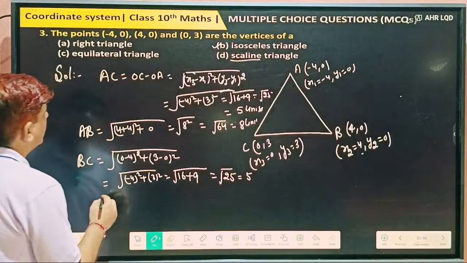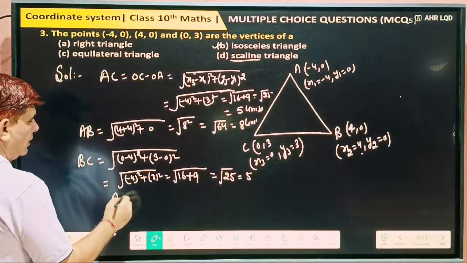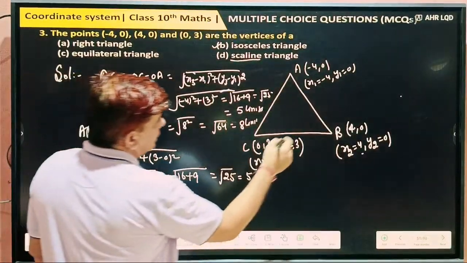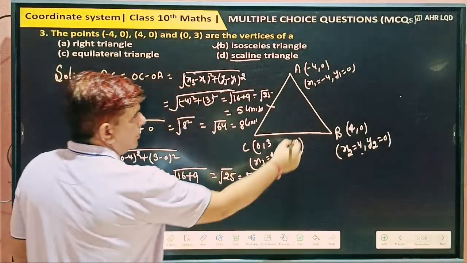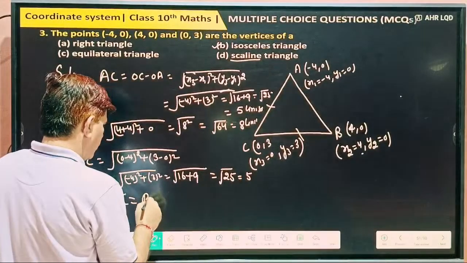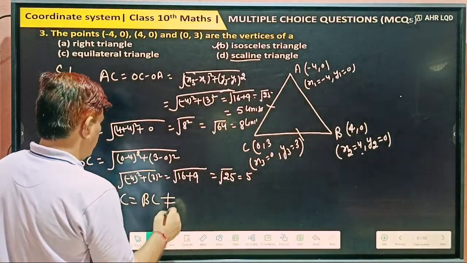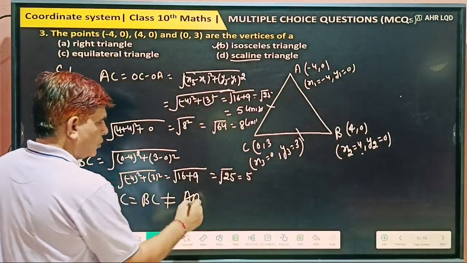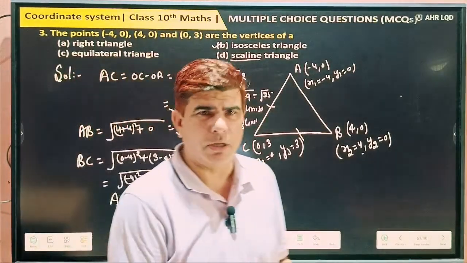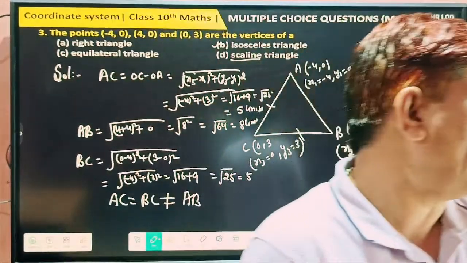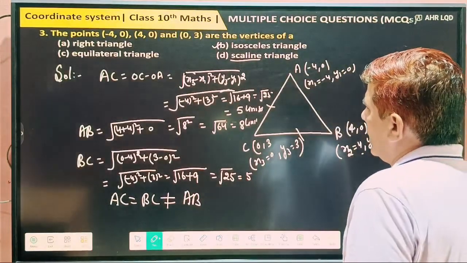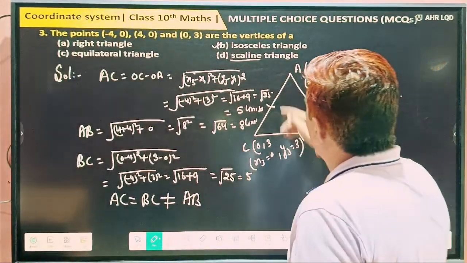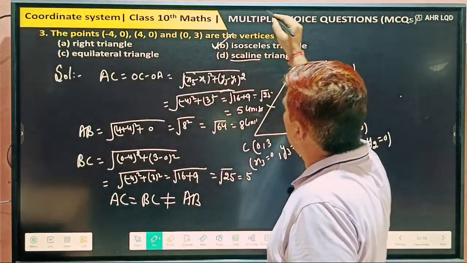So here, what we can say from this? AC is equal to what? BC. AC equal to BC, but not equal to AB. So two sides of the triangle are equal. So what type of triangle? Isosceles triangle. So that's why its answer is this.